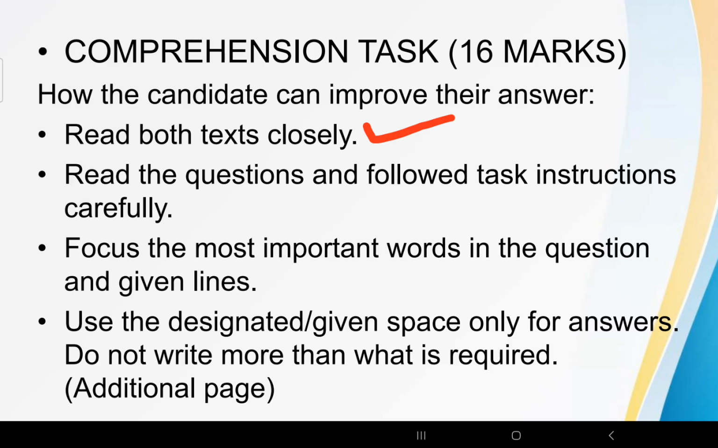Now you have read the text once. After that you have to read the questions and follow task instructions carefully. Any instructions that are given there, you have to first read them, understand them, then you will read the questions. Read all those questions first. And right now I'm talking about question number 1 only.